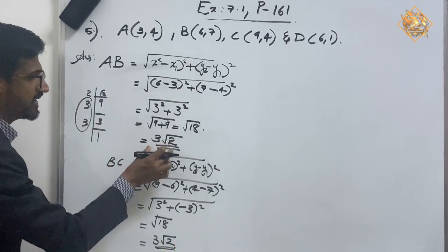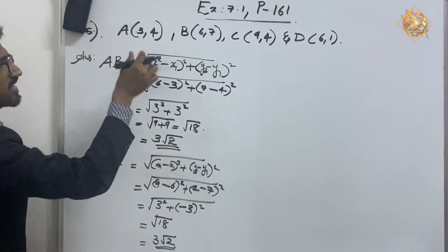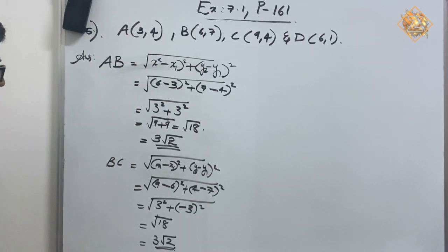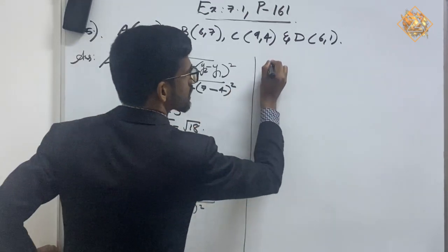Okay, now we got AB is 3 root 2, and BC is also 3 root 2. Now we need to check the other remaining sides, that is CD.